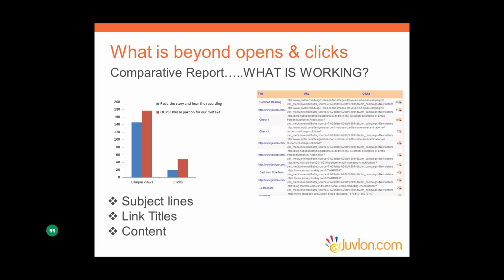So a comparative report. On the right hand side, you'll find another screenshot that I have shared. So it's not only the subject lines that matter. We also have to check what exactly in the emails is working. So what kind of link titles are working? Is it "check it", "continue reading", "register now", or what kind of content and the links behind it are working? So a comparative report is definitely a must, which is beyond opens and clicks. Of course, this does count open and click, but we have to go a little bit more beyond that also.